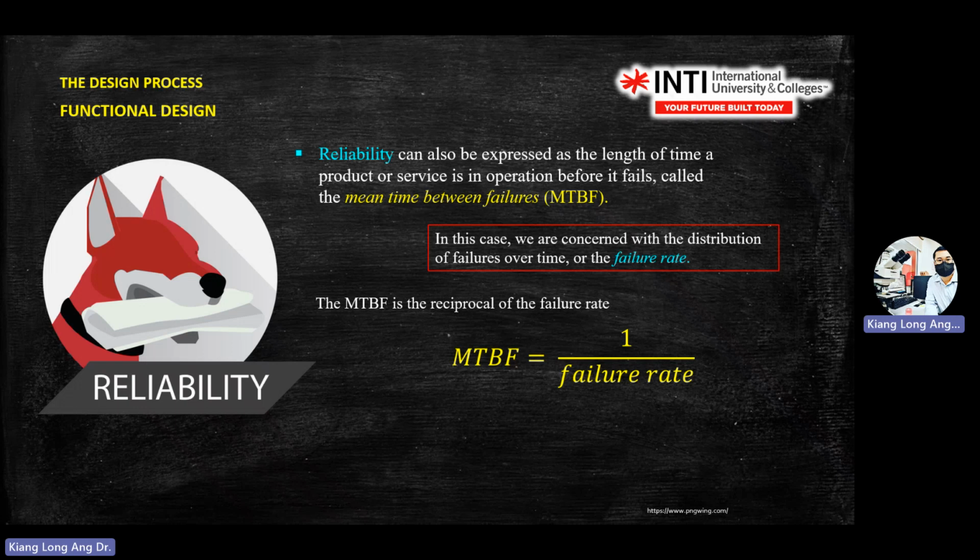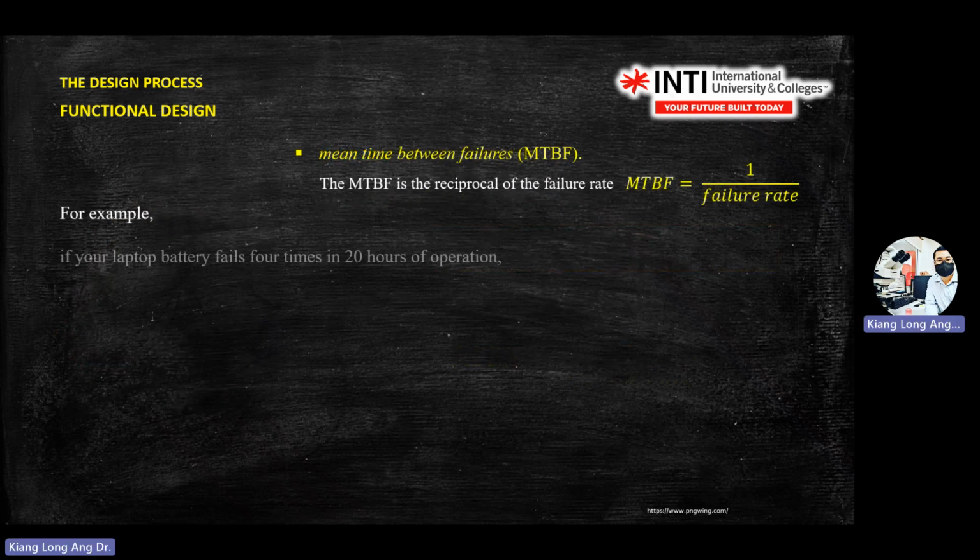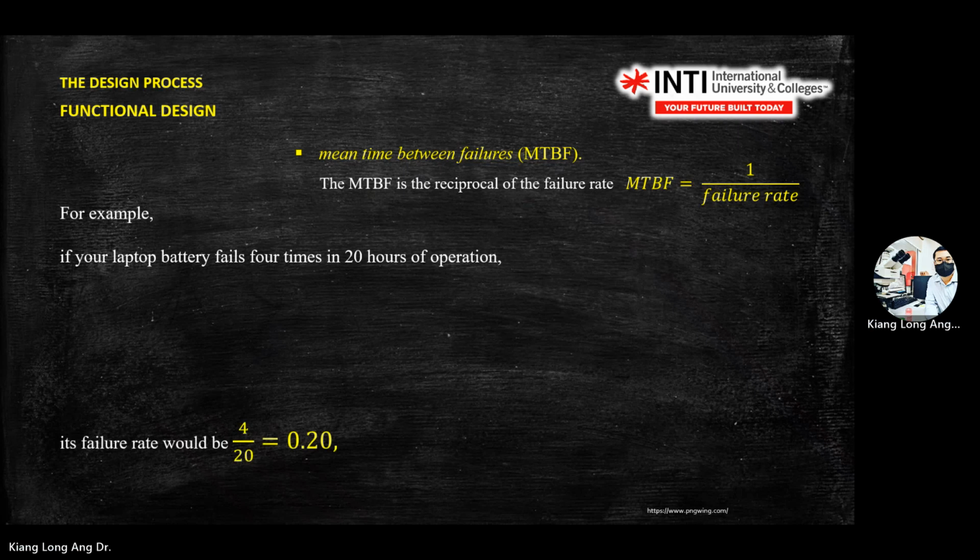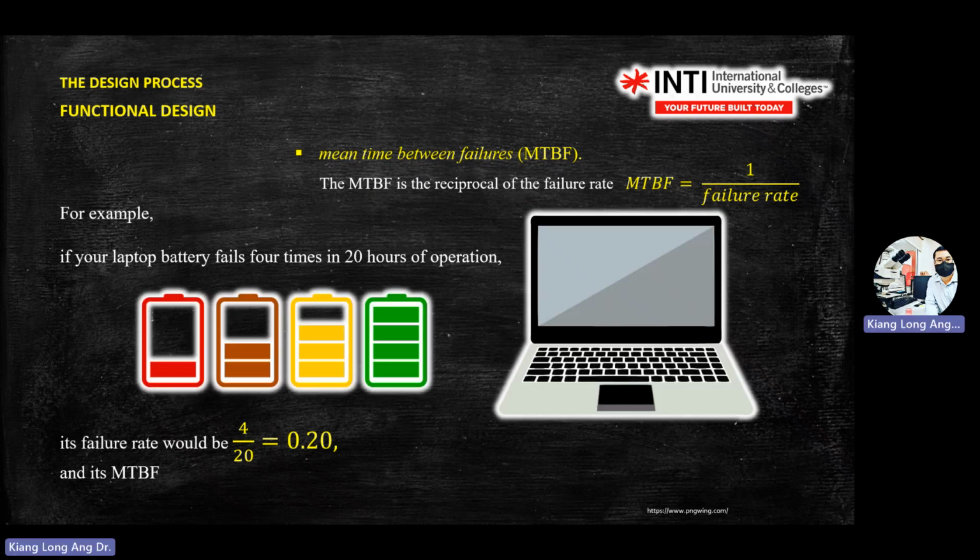So what do we mean by failure rate? I'll give you an example. If your laptop battery fails 4 times in 20 hours of operation, the failure rate will be 4 divided by 20. It failed 4 times over 20 hours. So 4 divided by 20 is 0.2. So MTBF will be 1 over 0.2. If you use the equation, it will be 5 hours.